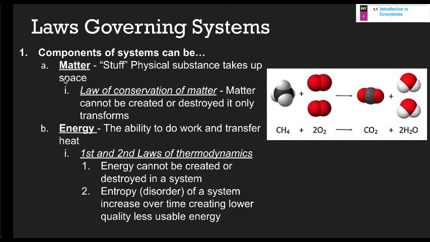Systems are kind of governed by specific laws, and those components, the input, output, storage, flow, boundary, those components can be made of two things. They can be made up of matter, which is our physical stuff that takes up space, basically is our matter definition, and energy. They can be anything that has the ability to do work or transfer heat. That would be our energy definition. So most commonly in environmental systems would be sunlight as an example here.